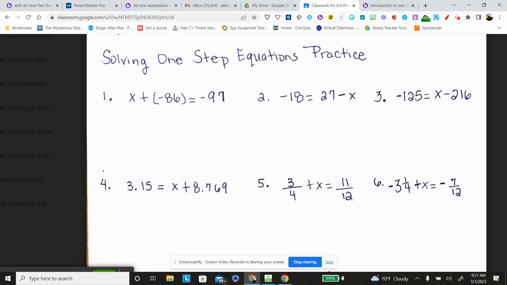Plus and negative equals a negative, right? Yeah.